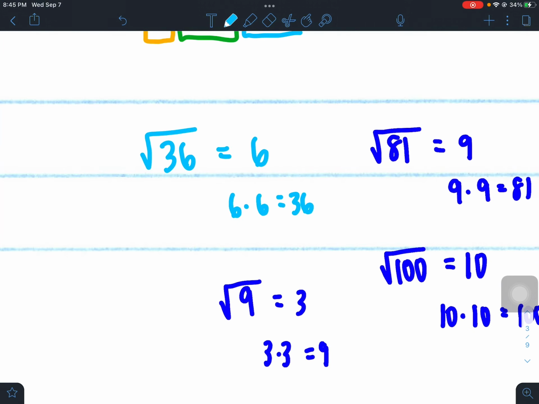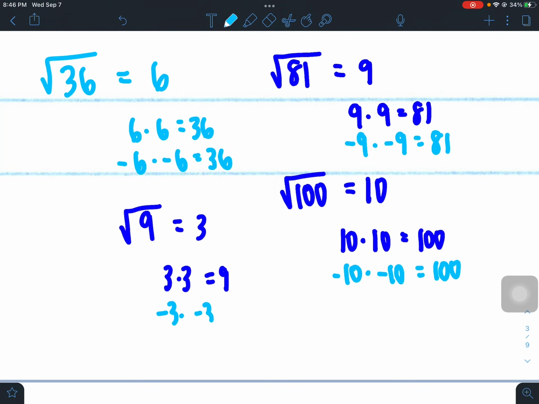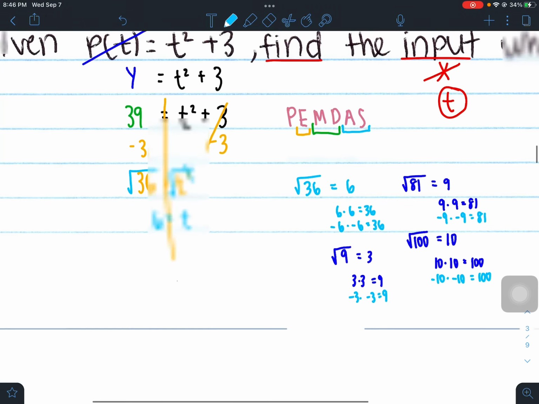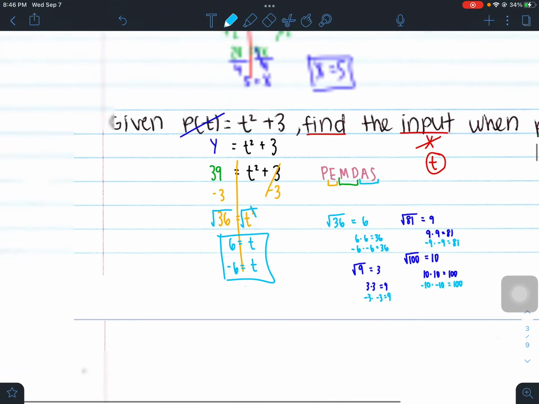But there's technically another answer, because doesn't negative 6 times negative 6 also equal 36? And doesn't negative 9 times negative 9 also equal 81? And negative 10 times negative 10 equal 100? And negative 3 times negative 3 equal 9? A negative times a negative is a positive. So don't we technically have two answers here? Because if square root of 36 is 6, because 6 times 6 is 36, then negative 6 is also the answer, because negative 6 times negative 6 is also 36. So you really have two answers here, 6 and negative 6.